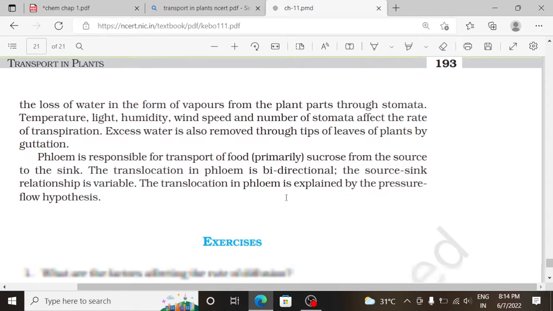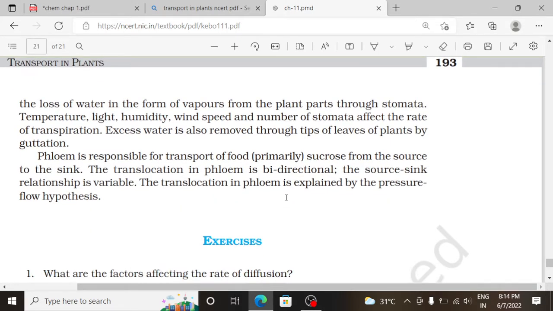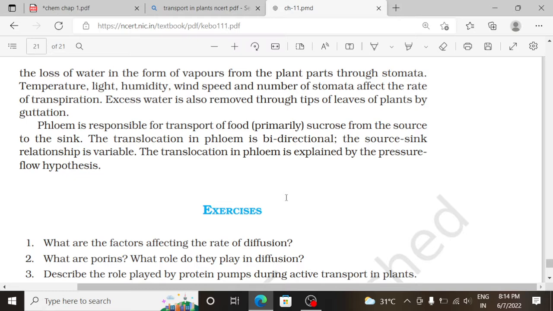Transpiration is the loss of water in the form of vapors from plant parts through stomata. Temperature, light, humidity, wind speed and number of stomata affect the rate of transpiration. Excess water is also removed through the tips of leaves of plants by guttation.